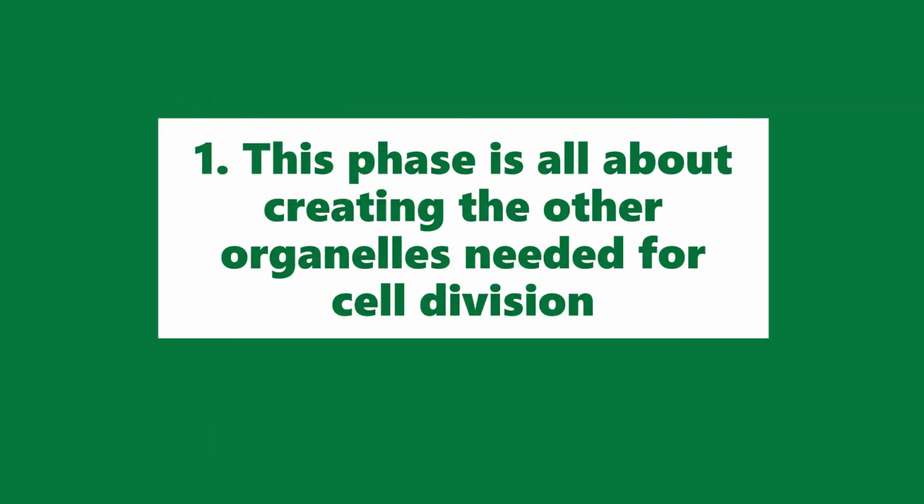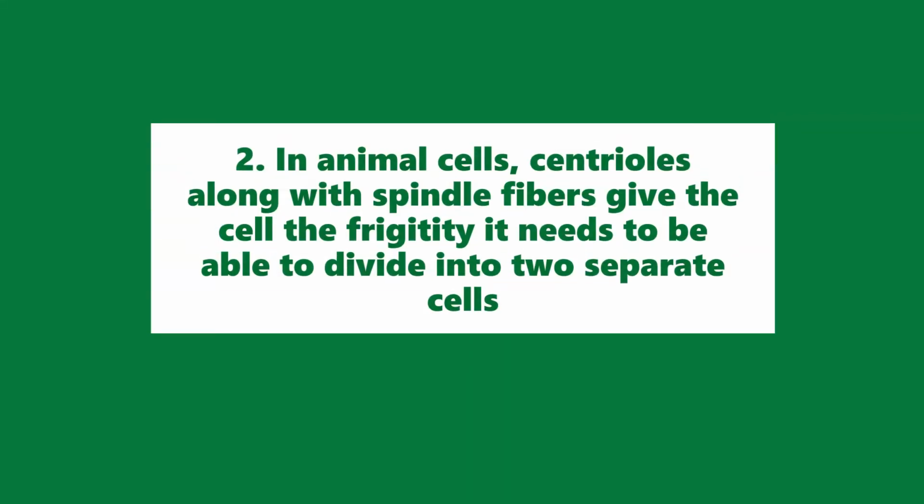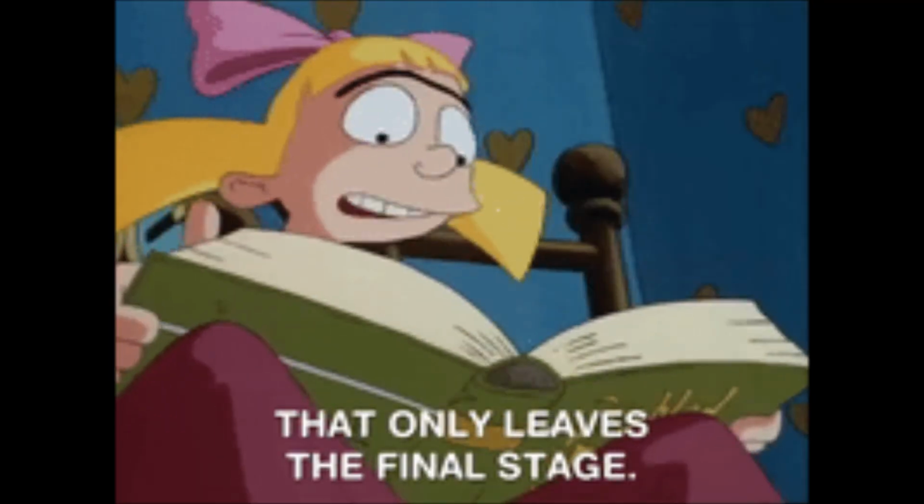1. This phase is all about creating the other organelles needed for cell division. 2. In animal cells, centrioles along with spindle fibers give the cell the rigidity it needs to be able to divide into two separate cells. Again, feel free to pause and take notes.